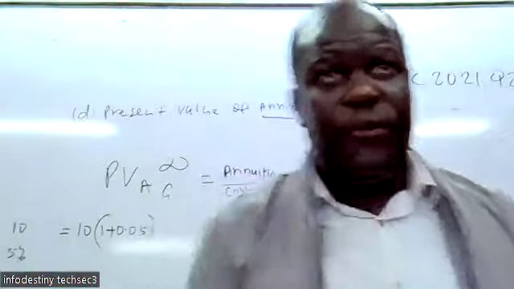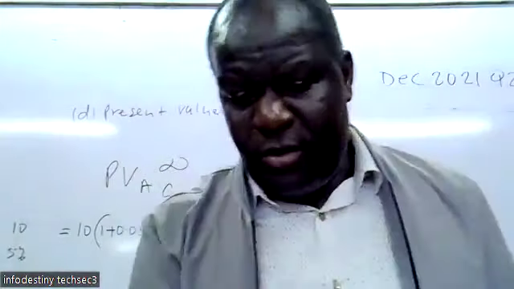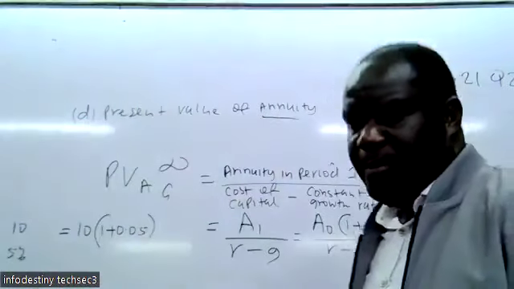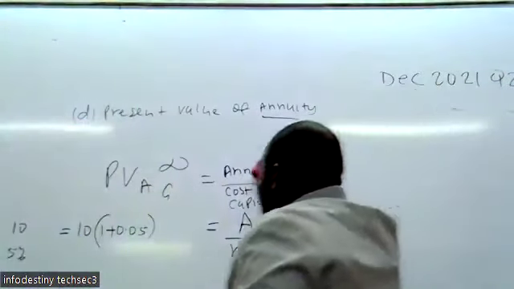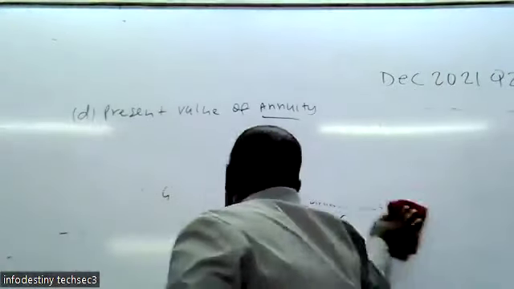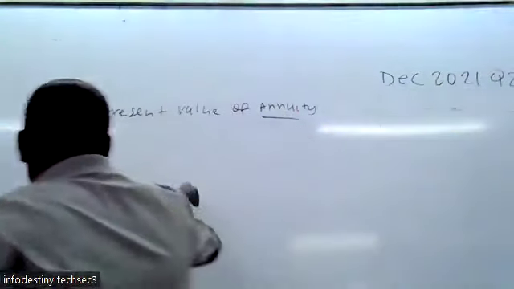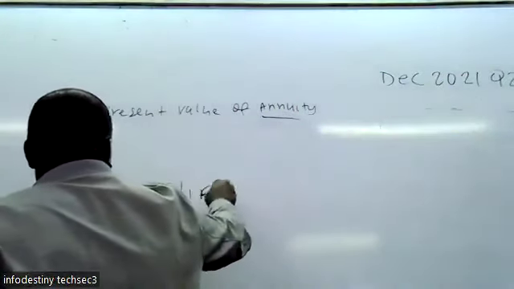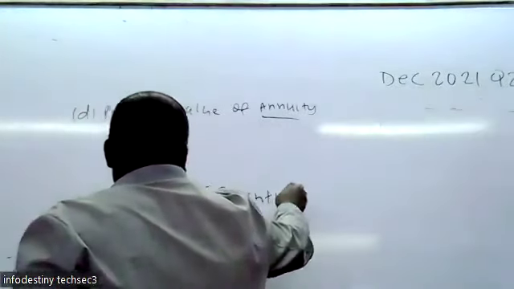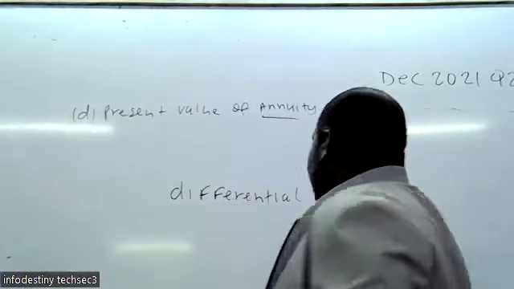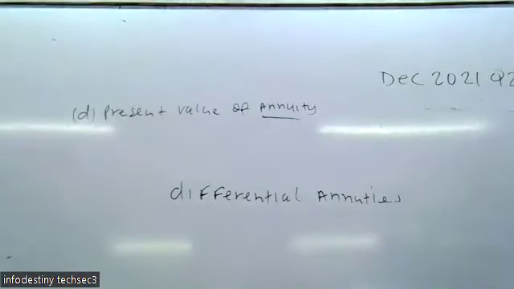So we go to G. The next one will be G. G will be the present value of the differential annuities.